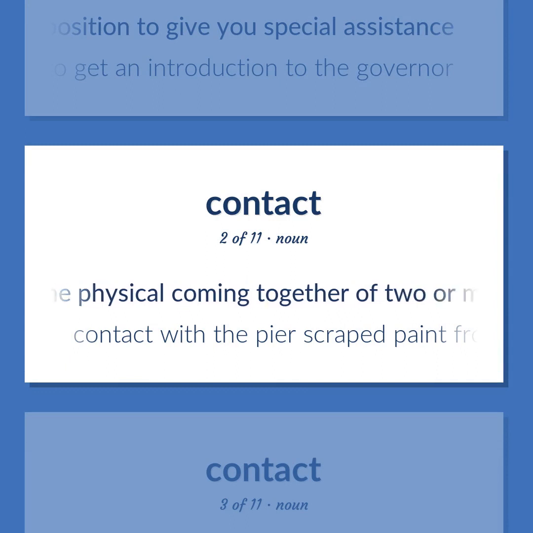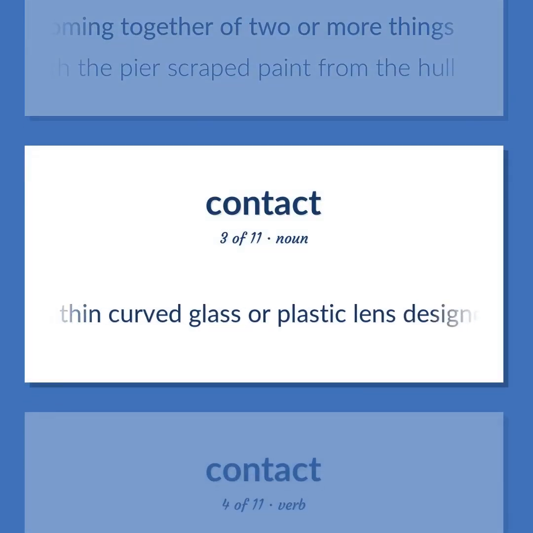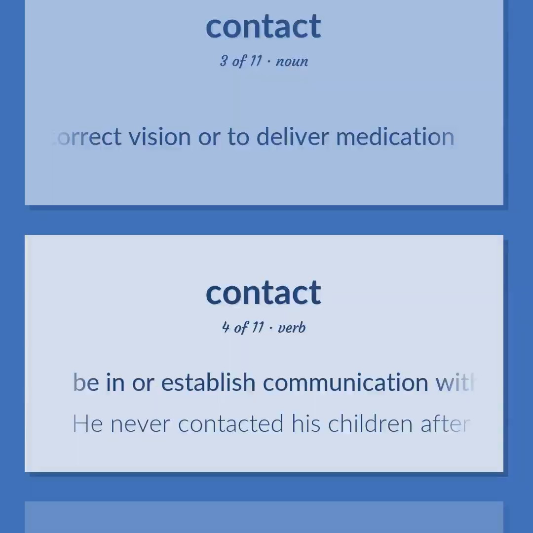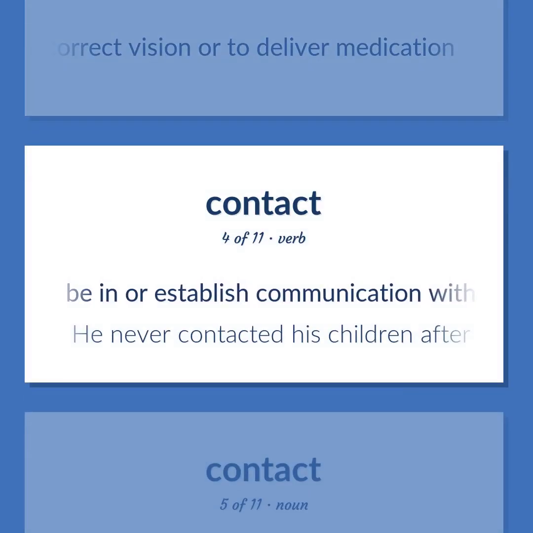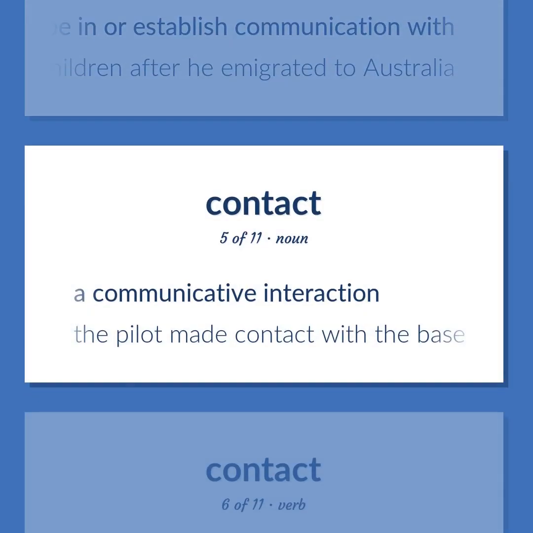The physical coming together of two or more things. Contact with the pier scraped paint from the hull. A thin curved glass or plastic lens designed to fit over the cornea in order to correct vision or to deliver medication. Be in or establish communication with. He never contacted his children after he emigrated to Australia. A communicative interaction. The pilot made contact with the base.